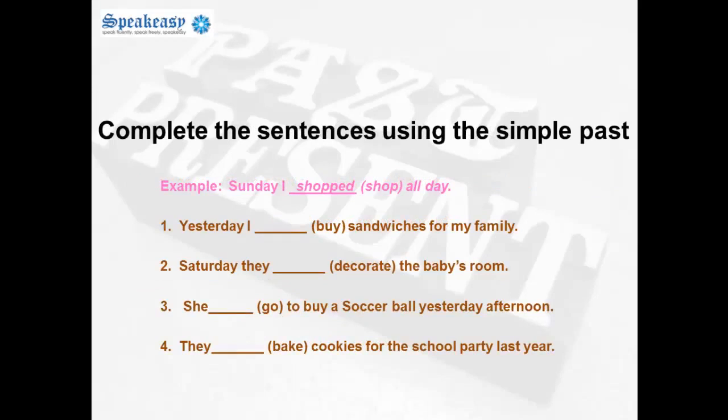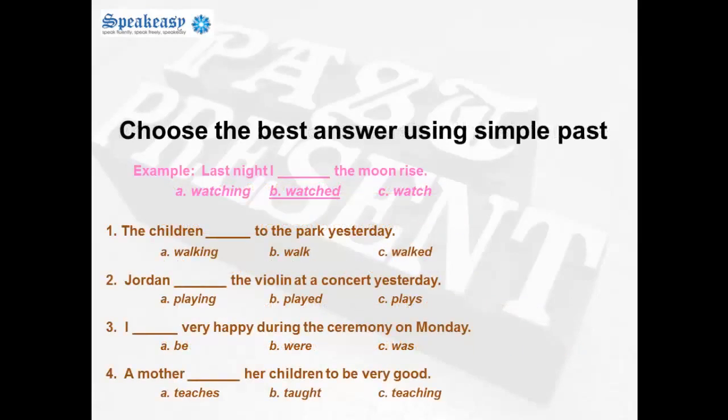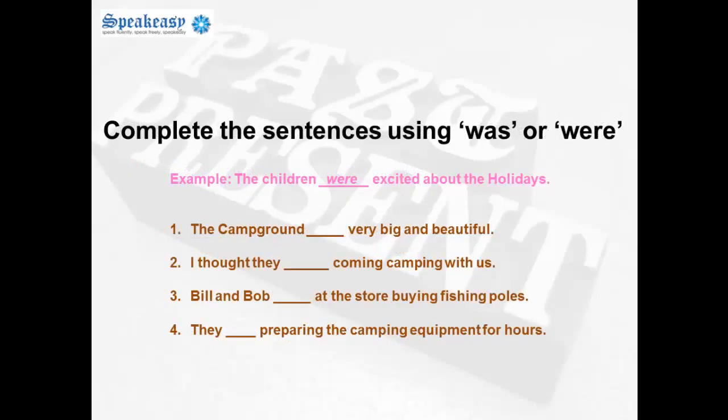Complete the sentences using the simple past. For example, Sunday I shopped all day. Choose the best answer using the simple past. For example, last night I watched the moon rise. Complete the sentences using was or were. For example, the children were excited about the holidays.